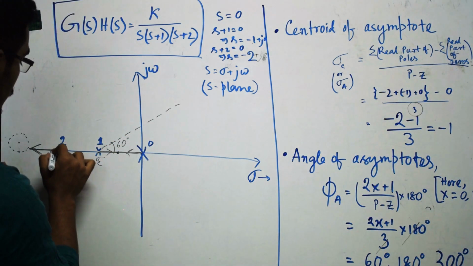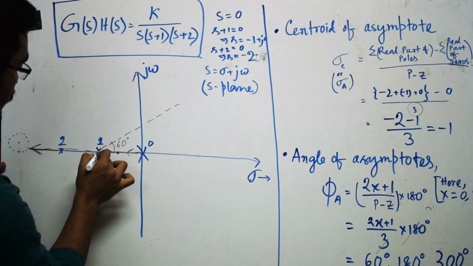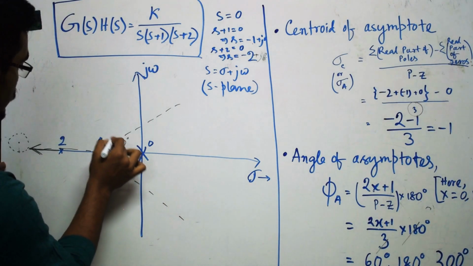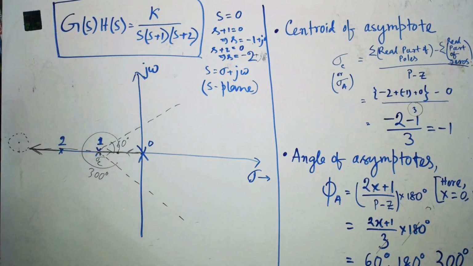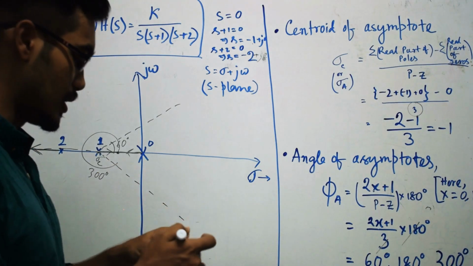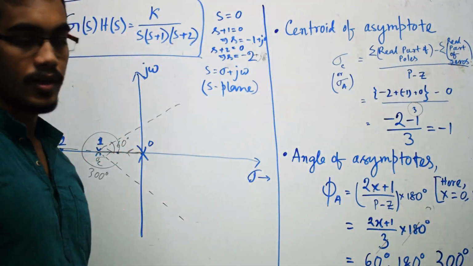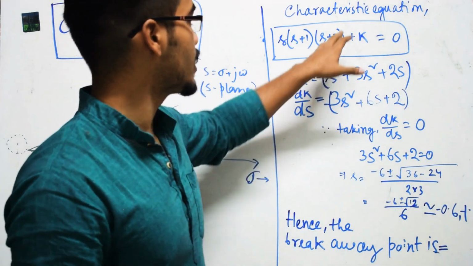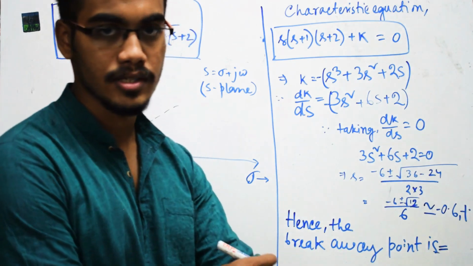Another asymptote will be in this direction because this is 180 degree. Another asymptote will be in this direction because this is 300 degree. These are 3 asymptotes. Now the calculation of breakaway. So now you have to find out the breakaway point. So breakaway point, as per the rules, we find from the characteristic equation.